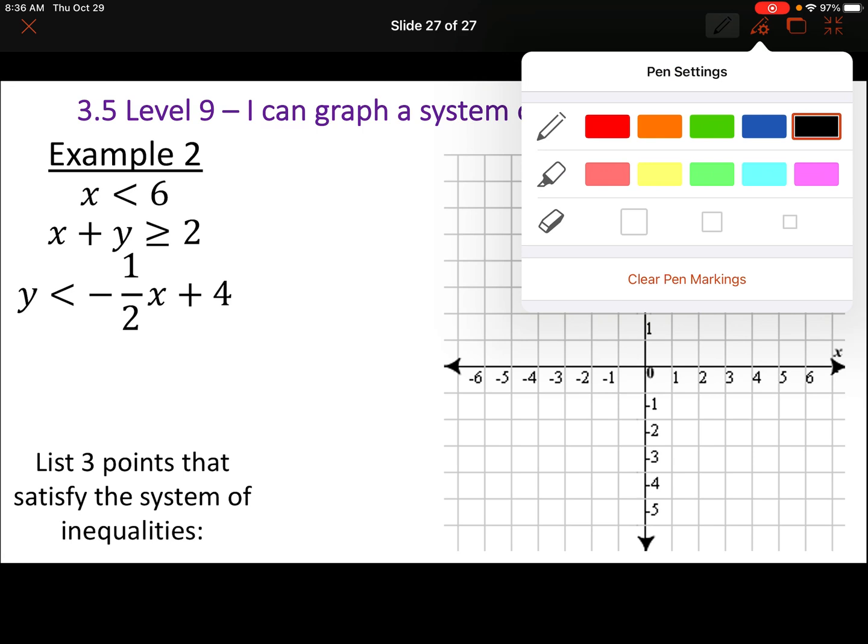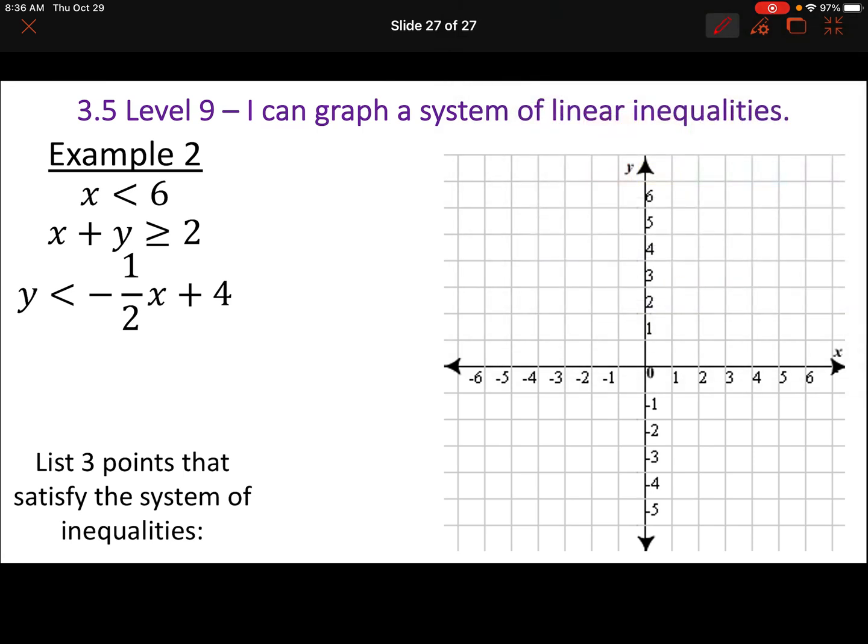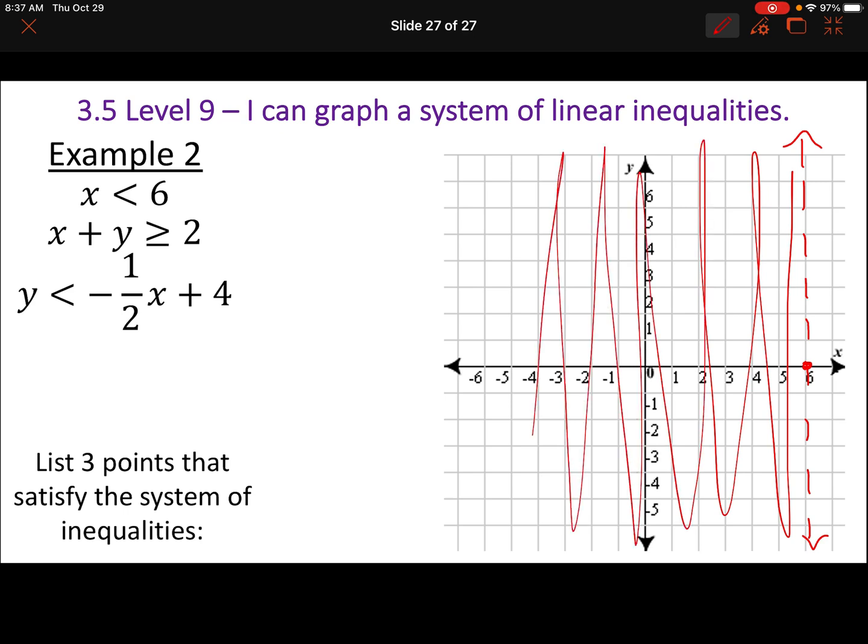This one is a little bit more in depth because we have 3 things that we have to graph. I'm going to go ahead and do the first one. It says x is less than 6. Here is where x is 6. If it's just x and there's no y, that means it's just a vertical line, and it doesn't have a line underneath it, so it can't be a solid line. It's got to be a dashed vertical line like this. And then x is less than 6, and so we'll be shading all the numbers that are less than 6. So basically everything that we see on this graph.